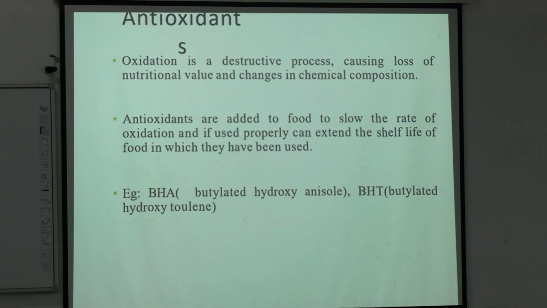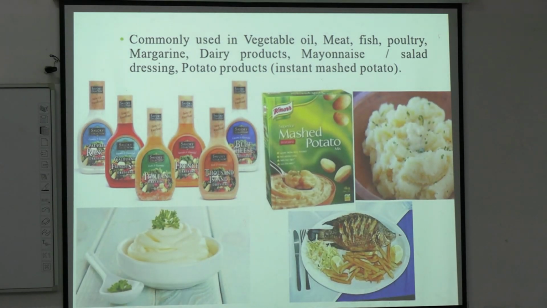Then antioxidants. Again, these are added to prevent the decay of food. If you use them properly, they can extend the life of the food in which they have been used. This contains BHA and BHT, butylated hydroxyanisole and butylated hydroxytoluene. Again, the same thing we find in a number of products: vegetable oil, meat, fish, poultry, margarine, dairy products, mayonnaise, dressing. All this stuff which you see on the left side contains antioxidants.